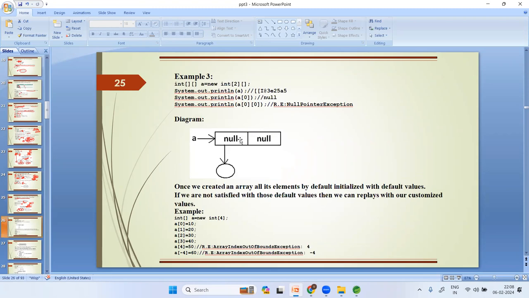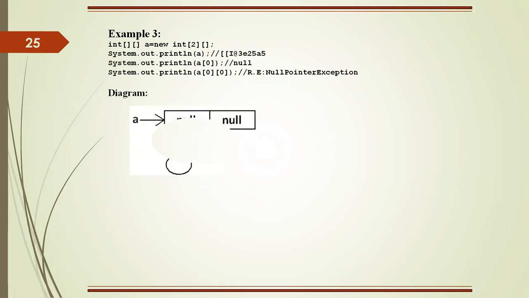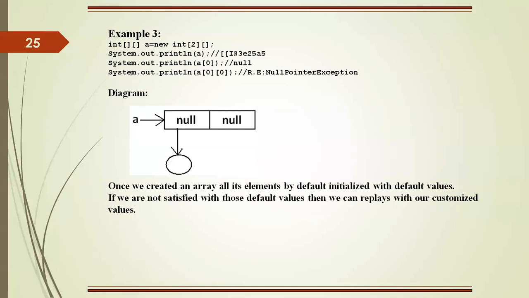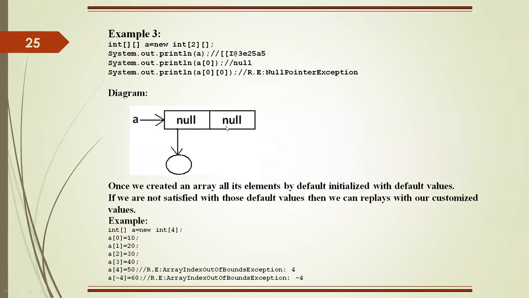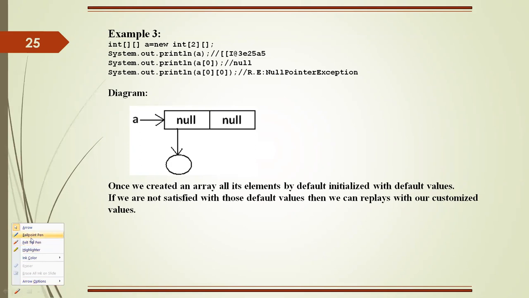Now next is also an example. This is the base size, no? We are initializing null. Base is 2, what remains is null. You initialize nothing. So when you print A, it will return the object because it's a two-dimensional array. And if you print A of 0, it will return a null value because it is storing null. Nothing is there. If you're printing this, a null pointer exception is there. This is simple.